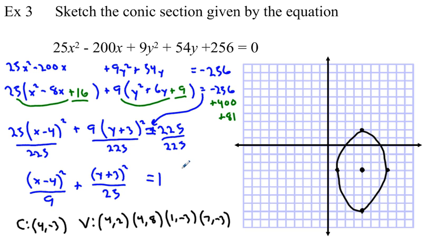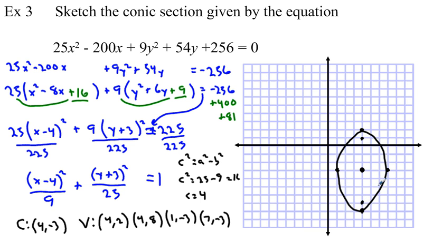To find my foci, we use this equation, c squared equals a squared minus b squared, which is essentially bigger minus smaller. So I'm going to say c squared equals 25 minus 9, which is 16. Take the square root, you get c equals 4. Meaning my foci are 4 units away from the center.